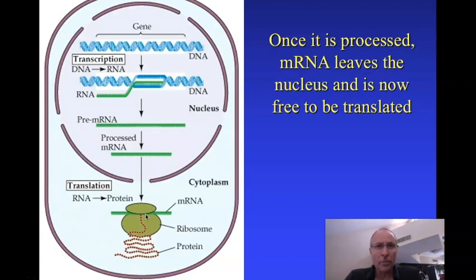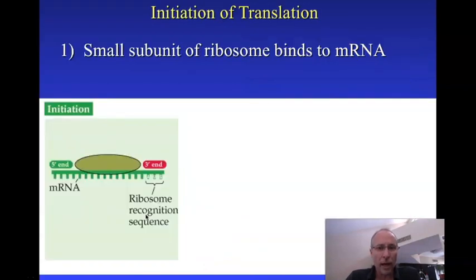But the ribosomes don't just sit there in the cytosol waiting for a messenger RNA to arrive. What happens is this. The messenger RNA is in the cytosol, and its sequence attracts one of the units, the small unit of the ribosome. This is true in both prokaryotes and eukaryotes.